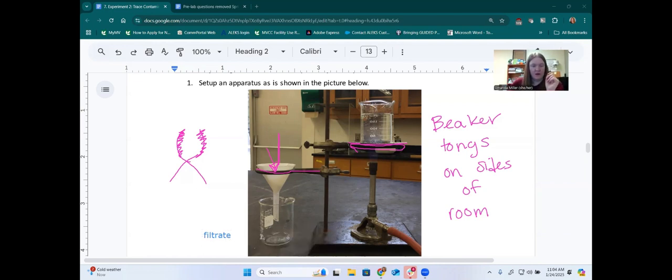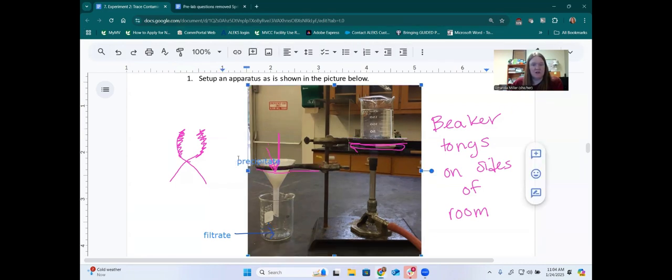Okay, so the filtrate will be in the beaker here because it makes it through the filter. The precipitate is what gets stuck. That was everything that was insoluble. All right, so the precipitate gets stuck. I can't really adjust where that is, but you can see it'll be stuck in the filter paper.